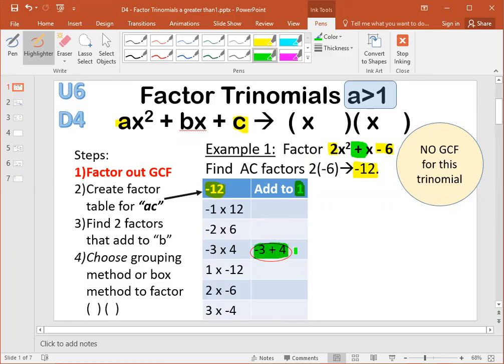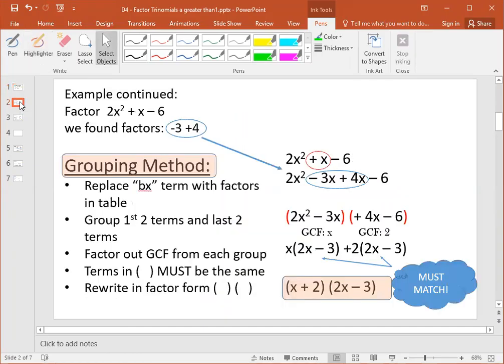Okay, now before we would say, hey, those are our answers, but that's not true this time. We now have to take those answers, those negative 3 and positive 4, and we're going to put them back into our equation. So we are focused right here on the right side of the screen. This was my original. We found the negative 3 and positive 4, and what we're going to do is replace the positive x with negative 3x and positive 4x.